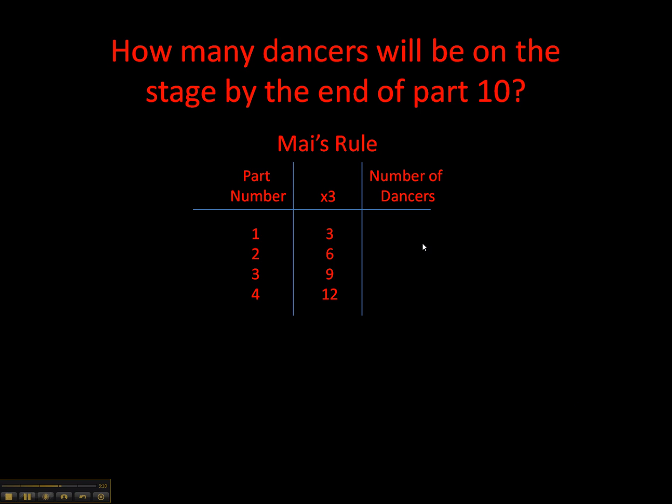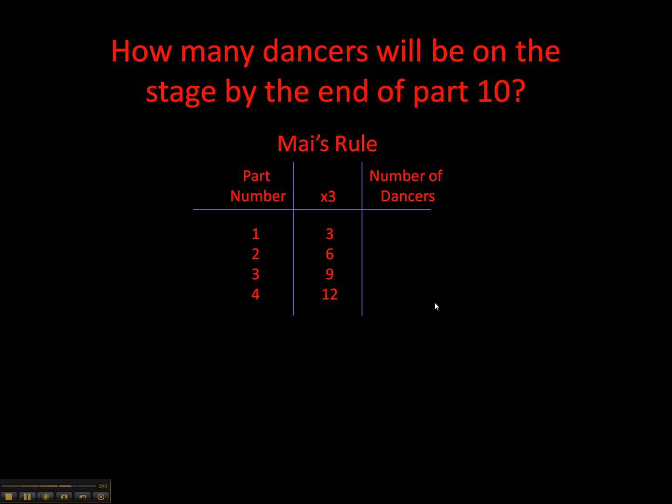She knows that there's groups of 3 added on every single time. So she decides to multiply it by 3. She knows that this isn't going to get her the right answer because the first part was actually just 2 dancers. So she's really just doing this to see what happens. So in part number 1, if she multiplies that by 3, it's 3. In part number 2, multiplied by 3, it equals 6. Part number 3 times 3 is 9, and so on.